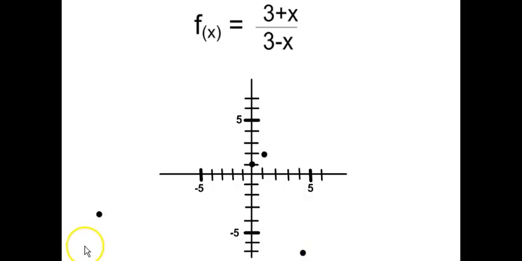Let's pick 5. 3 plus 5 is 8. 3 minus 5 is negative 2. 8 divided by negative 2 is negative 4. So 5, negative 4 is on the graph. Roughly there. We'll do one more. How about 6? 3 plus 6 is 9. 3 minus 6 is negative 3. 9 divided by negative 3 is negative 3. 6, negative 3 is on the graph. Roughly there. Well, that may be enough points to maybe see what's going on.